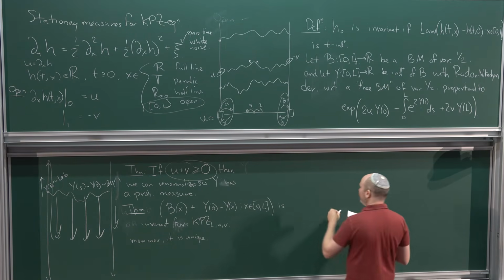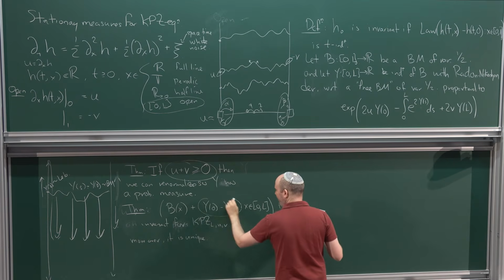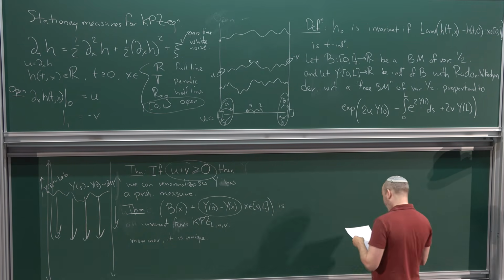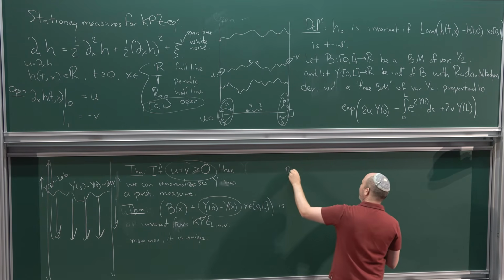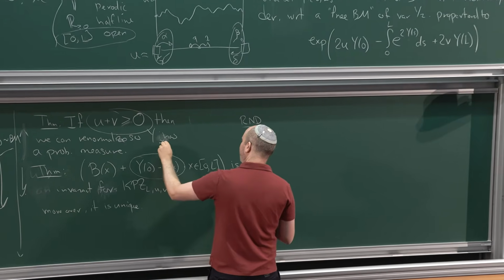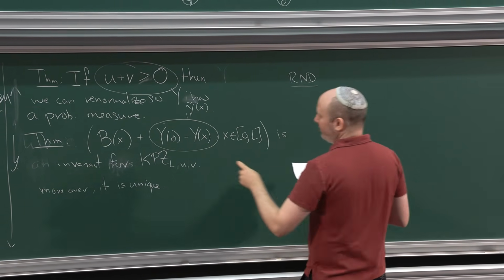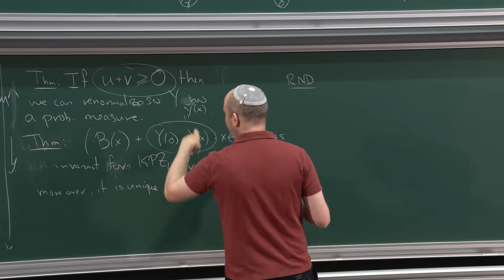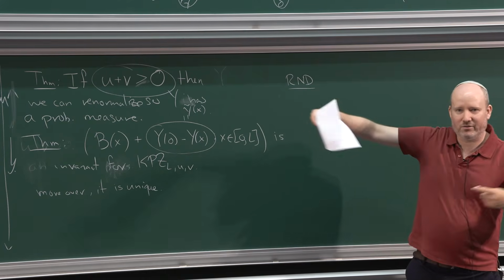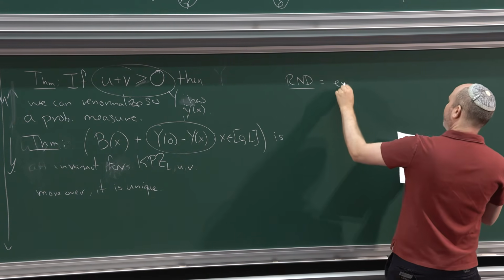So this was an argument due to Barraquand and Le Doussal. If you look at this, you see the only thing that this depends on is the difference y of 0 minus y of x. And so what you ought to do is rewrite the Radon-Nikodym derivative. Let me call this thing y tilde of x, this centered object. Then the thing that matters is b of x plus y tilde of x, and the thing that doesn't matter is y of 0. Somehow the y of 0 value is of separate interest.